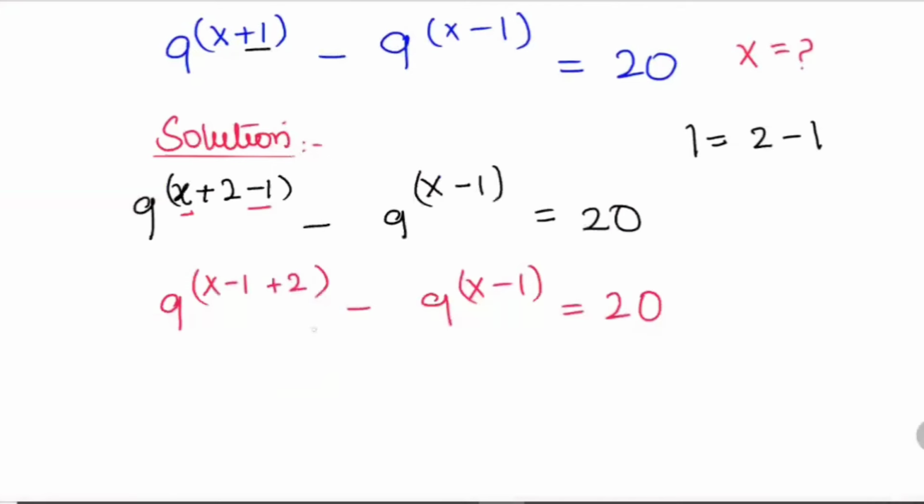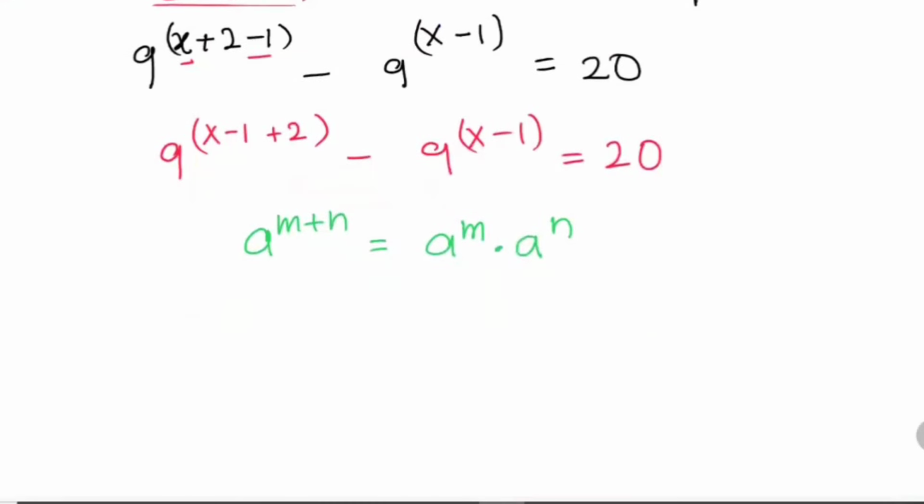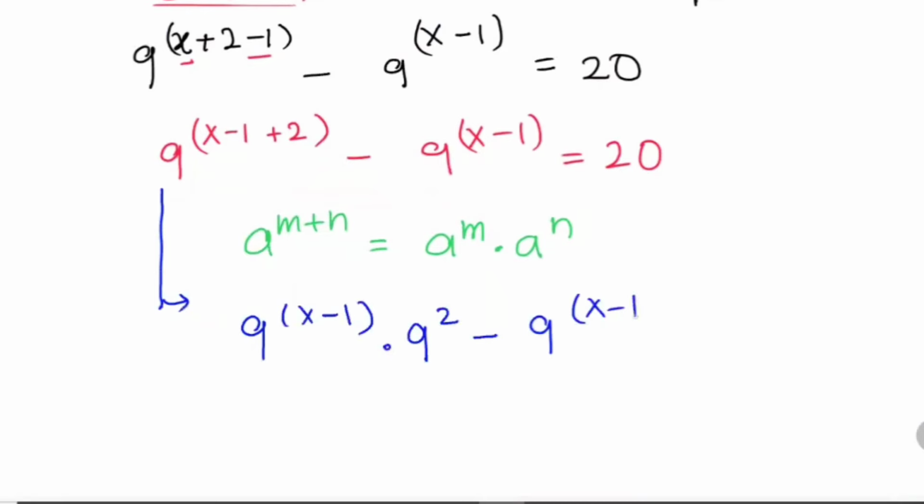Now here we're going to use the exponential rule, that is a to the power of m plus n can be written as a to the power of m times a to the power of n. Therefore, this equation turns to 9 to the power of x minus 1 times 9 to the power of 2, minus 9 to the power of x minus 1 is equal to 20.